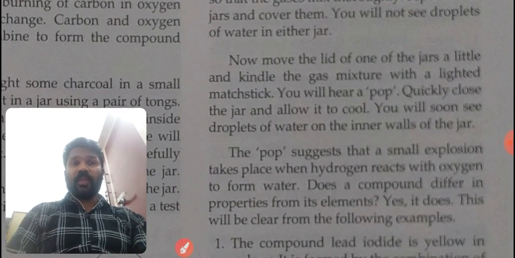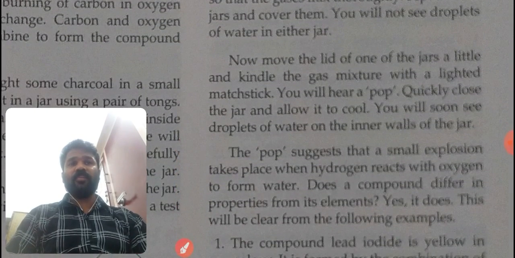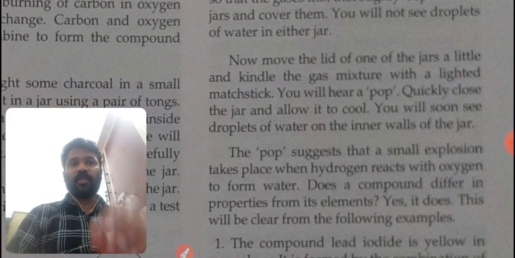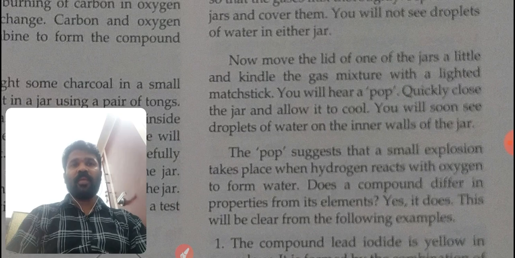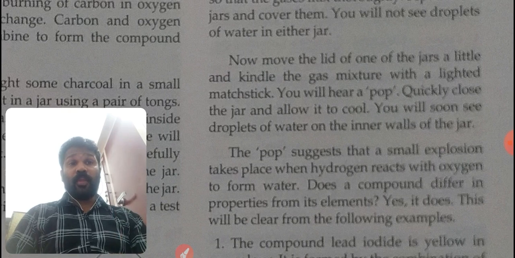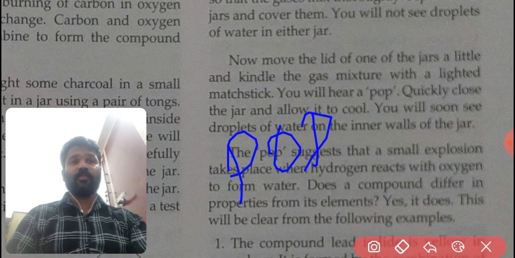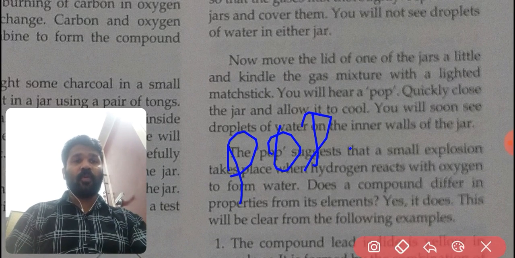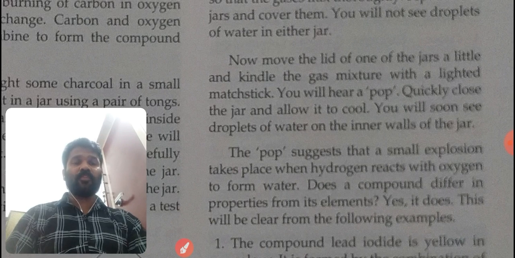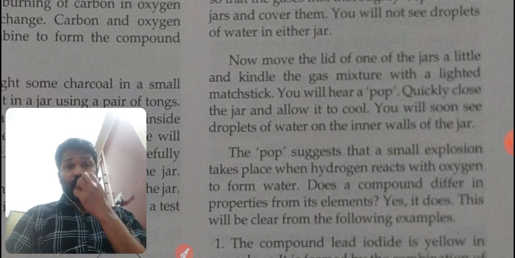Now move the lid of one of the jars a little and kindle the gas mixture with a lighted matchstick. You will hear a pop sound. Quickly close the jar and allow it to cool.